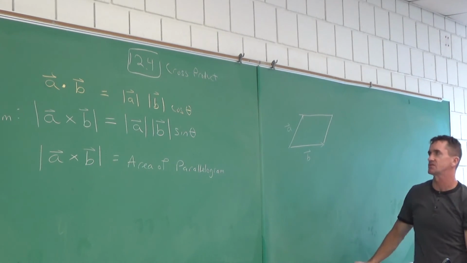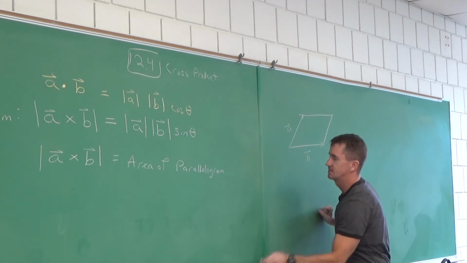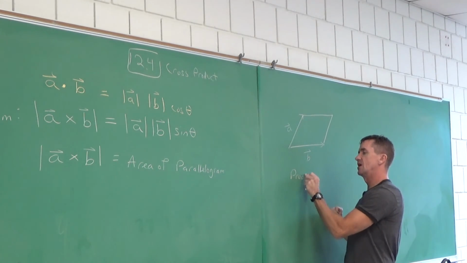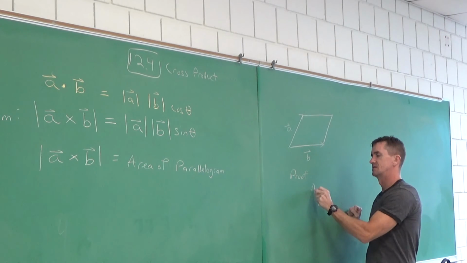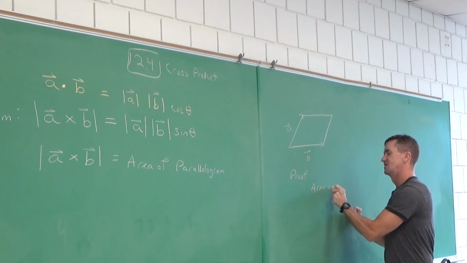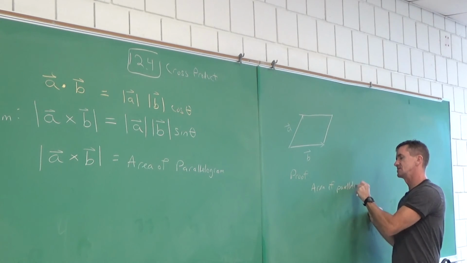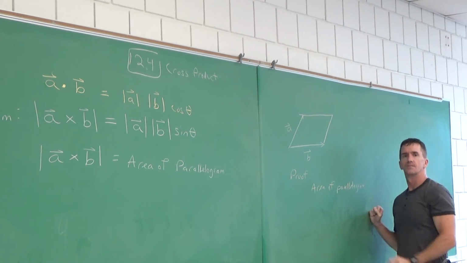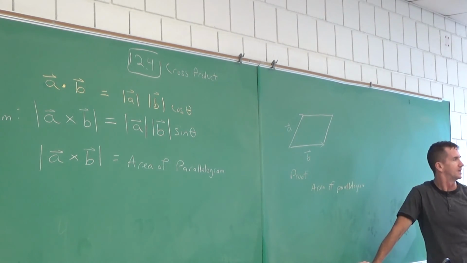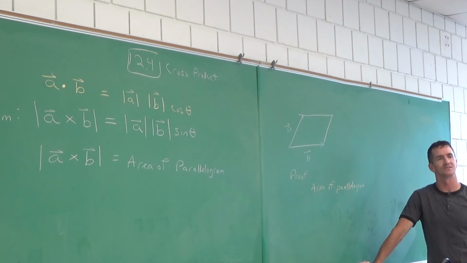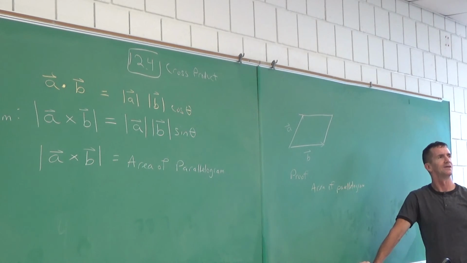To get this proof started, we need to know what the area of a parallelogram is. Anybody know it? What's the area of a parallelogram formula from geometry class? Close. It's base times height. That's all it is. What's the area of a triangle? Half base height. The area of a parallelogram is just base times height.